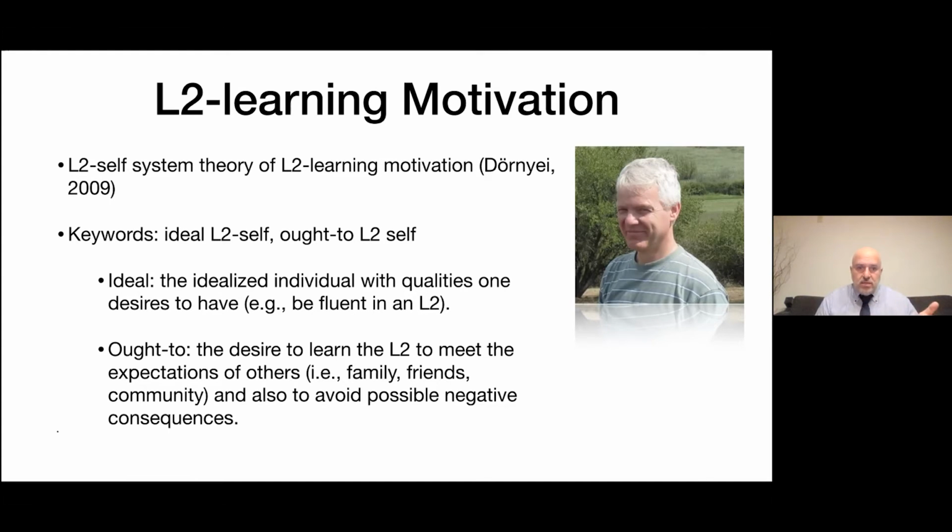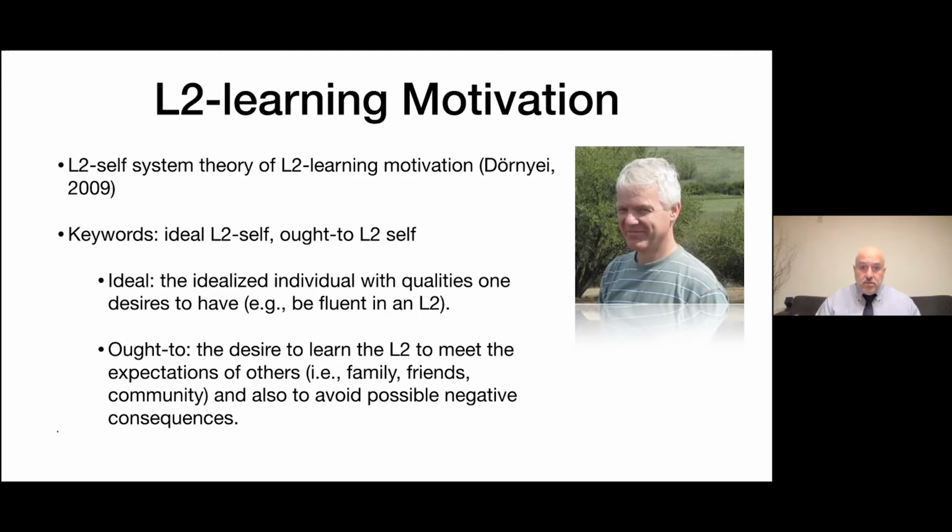And according to Dörnyei in 2009, the ideal L2 self relates approximately, but not completely, with integrative and internalized motives. So integrative from Gardner, and then also internalized motives, self-determined motives. The ought-to self, in contrast with the ideal, is the desire to learn the second language, maybe to meet the expectations of others, again, family, friends, community, and also to avoid negative consequences. So that was a very, very brief summary of three theories of L2 learning motivation.